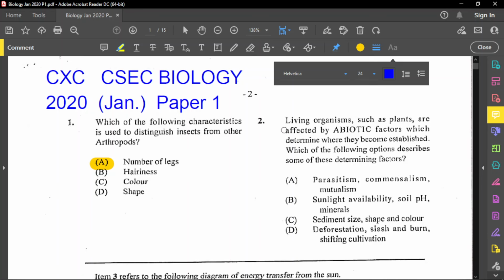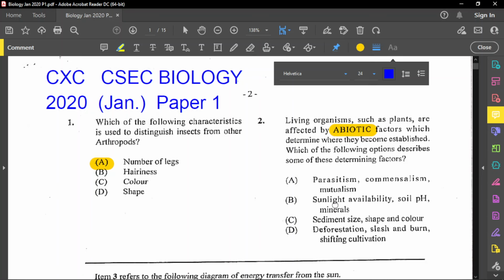All right, question number 2 says living organisms such as plants are affected by abiotic factors which determine where they become established. Which of the following options describes some of these determining factors? Just to make a mention, once you see the word abiotic, you know that this means non-living. Biotic means living. Jumping through the options, option A says parasitism, commensalism, and mutualism. These are feeding relationships between living organisms. So these are really aspects of biotic concepts of the environment.